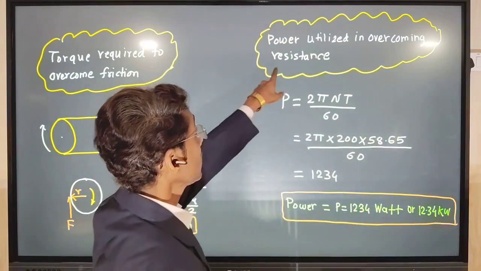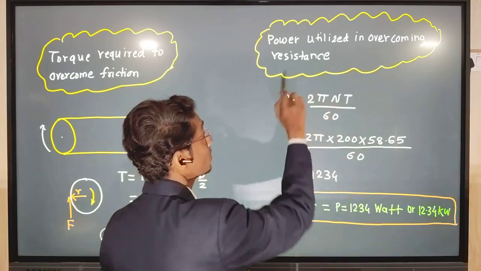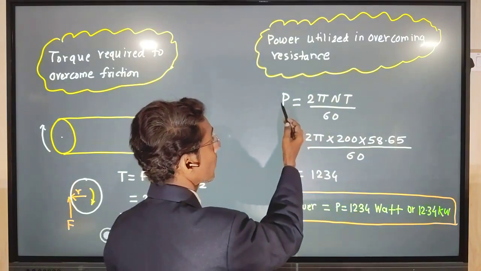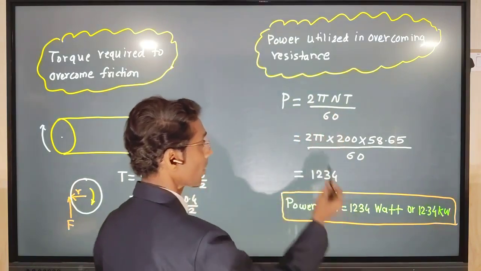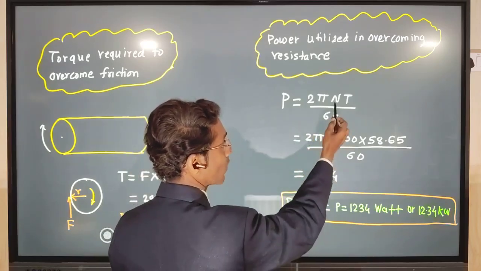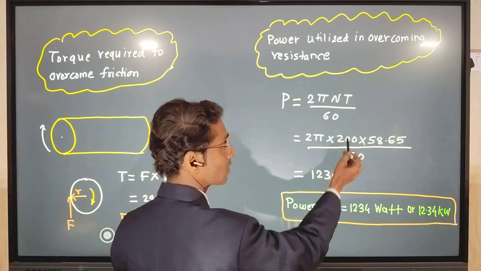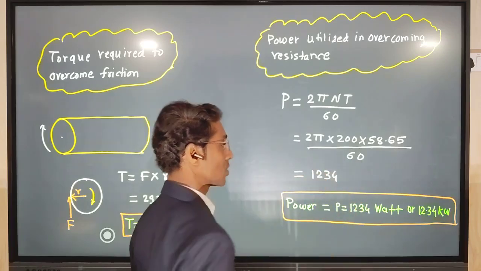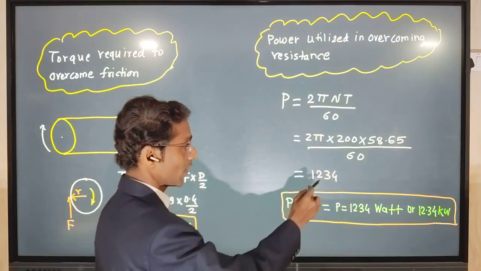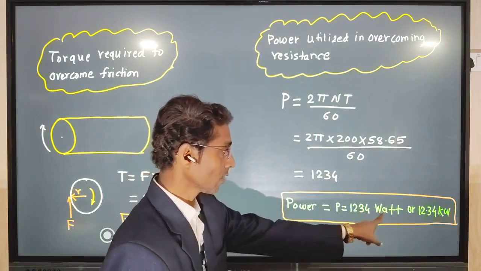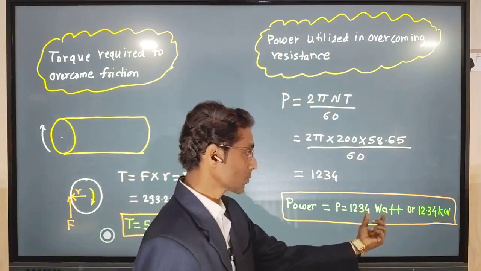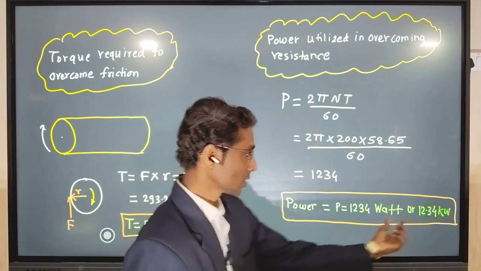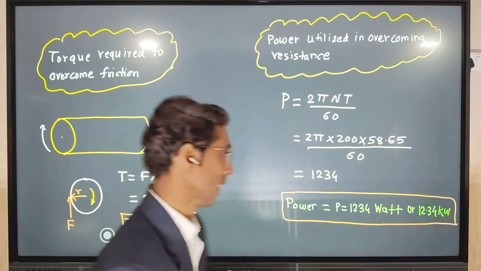Then we calculate the power utilized in overcoming the resistance offered by the oil. The formula for that is P is equal to 2 pi NT by 60. Here N is the speed in rpm as given, and T is the torque we calculated in Newton meter, divided by 60. Doing the calculation, we find the answer. This power is in watt. We can express this power in kilowatt, so for that we divide this value by 1000. Thus we find this value in kilowatt.